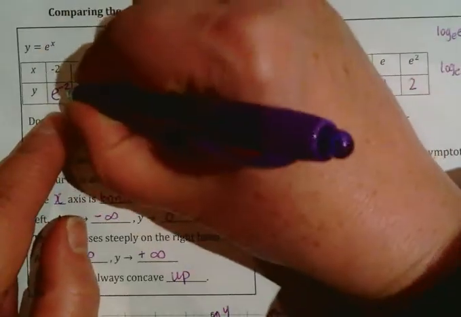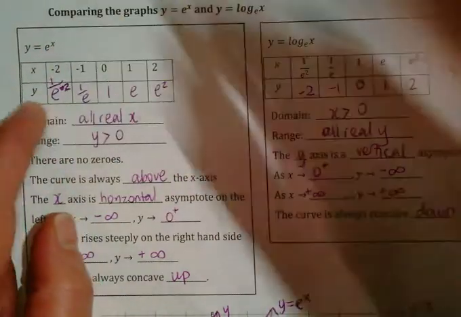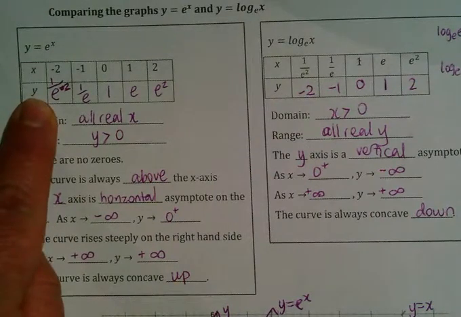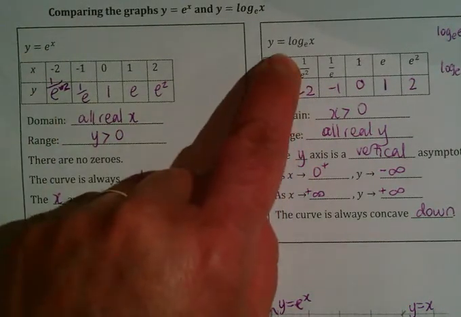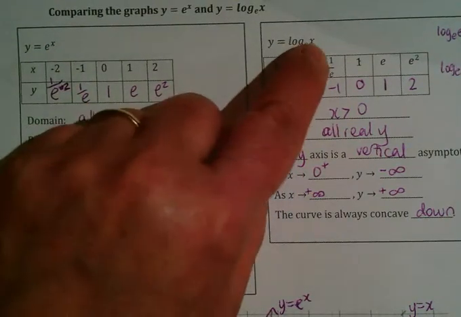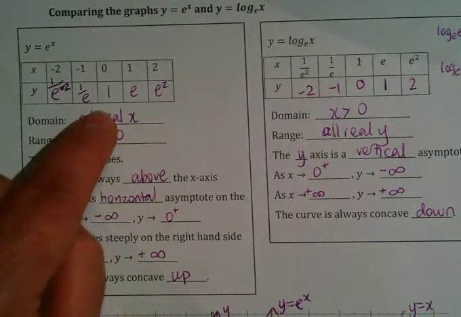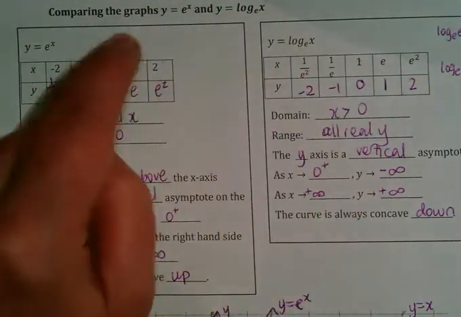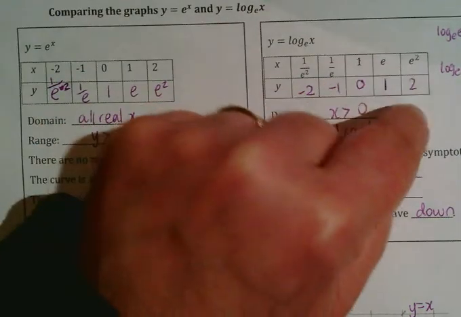So here, for example, e to the negative 2 is 1 on e squared. So here we've got negative 2, 1 on e squared for y equals e to the x, but we've got 1 on e squared, negative 2. Here we've got negative 1, 1 on e. Here we've got 1 on e, negative 1. 0, 1; 1, 0; 1, e; e, 1; 2, e squared; e squared, 2.